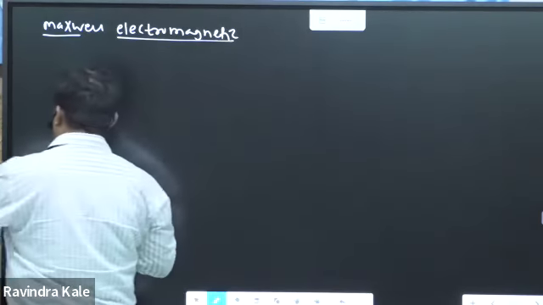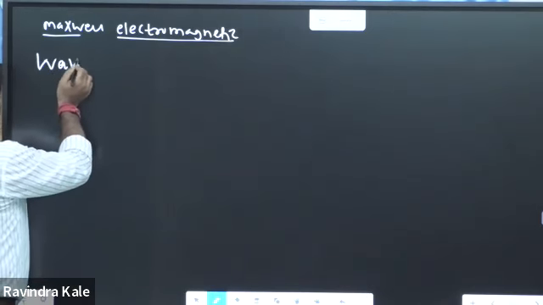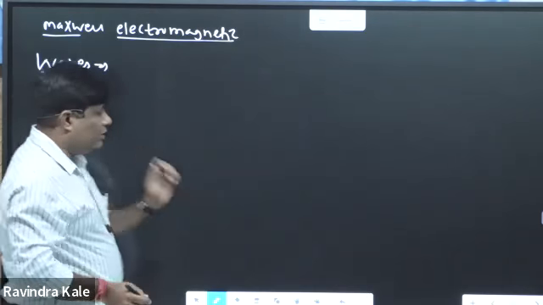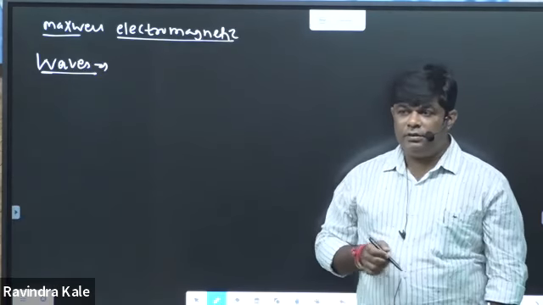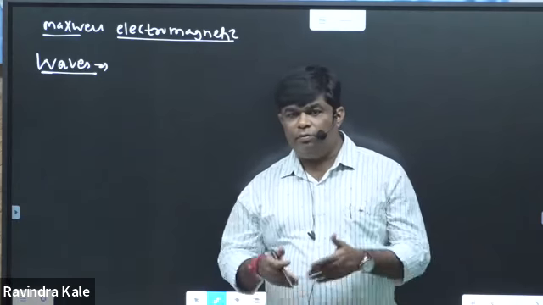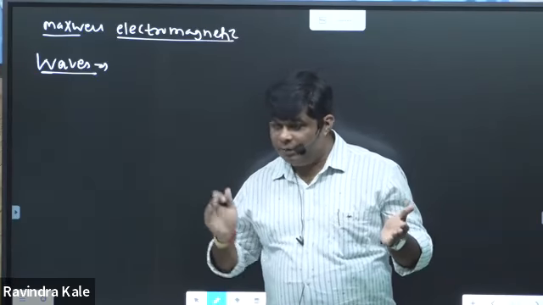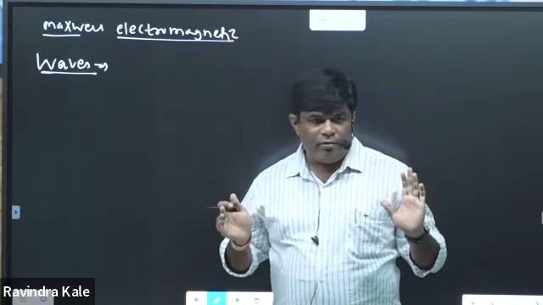Therefore, first you have to consider the waves. What is the meaning of waves? A periodic disturbance produced in space is called a wave. Suppose we throw a stone inside the water, what happens? It produces waves, but for that it needs a material medium. Transverse waves, longitudinal waves, you have already studied these, right? Okay, fine.